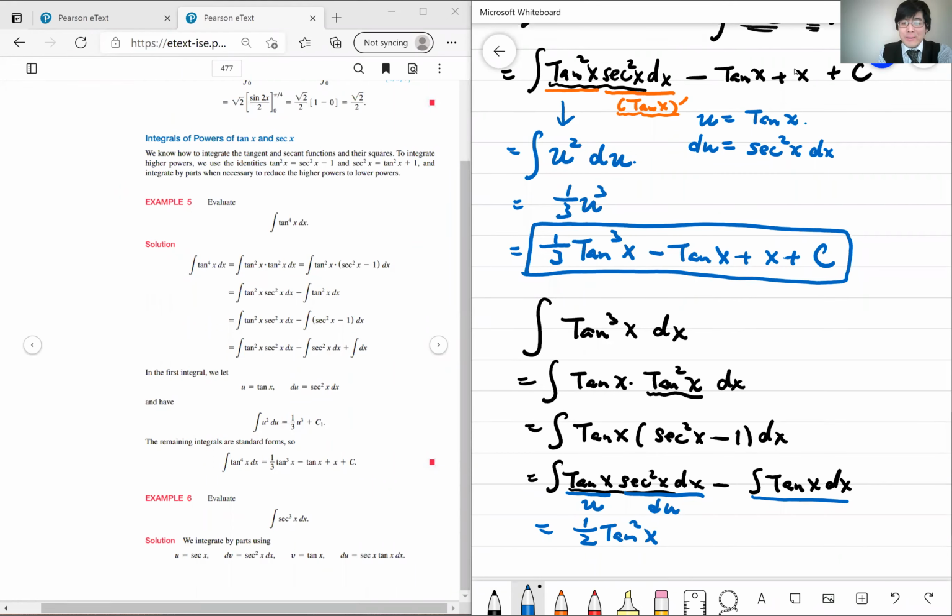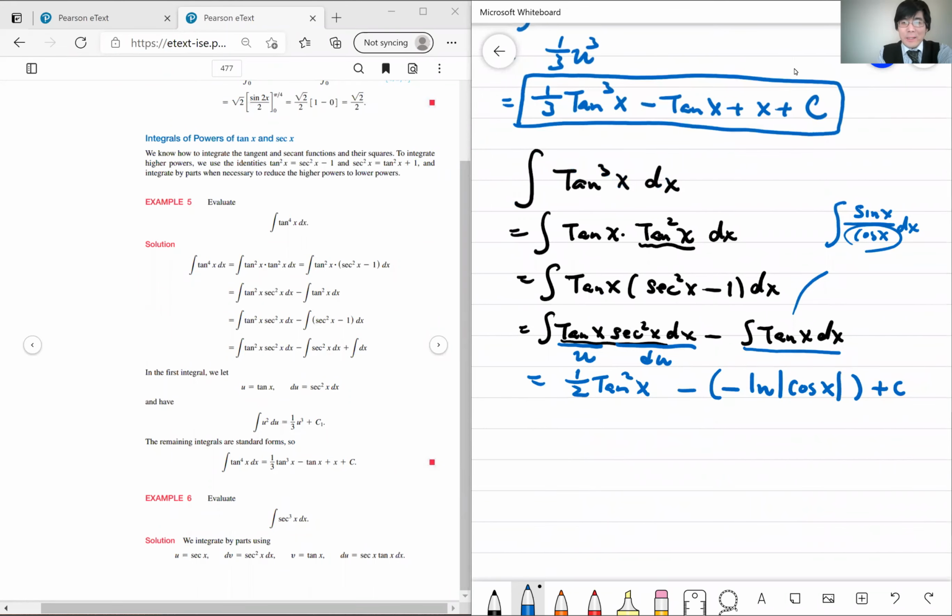Integration of the tangent is something you might want to memorize. It's going to be negative ln of cosine x absolute value. If you do not memorize this one, rewrite the tangent as sine over cosine. And you use a u substitution for u is equal to cosine x. And you can integrate this one as well. So you see that the idea is break down the tangent into square and the remaining and change it into this, okay?